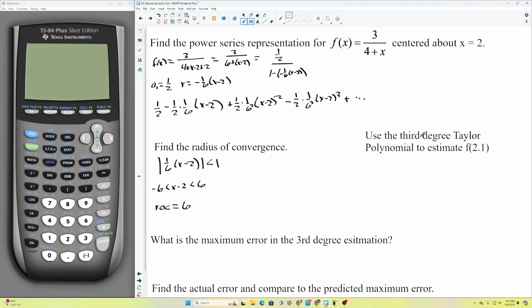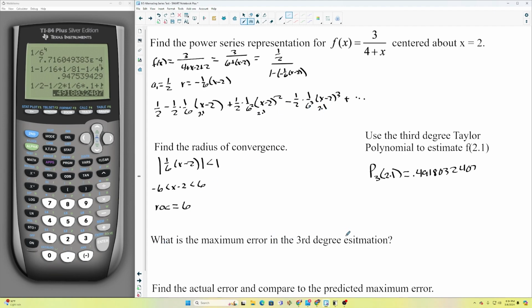Use the third degree Taylor polynomial to estimate f of 2.1. So p sub 3 of 2.1 is equal to, I think I typed this in the calculator already. I have to look for the 1/2. There we go. It ends up being 0.4918032407. I did that by plugging 2.1 in for all of these x's and typing it into the calculator.